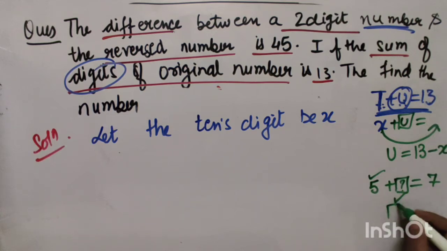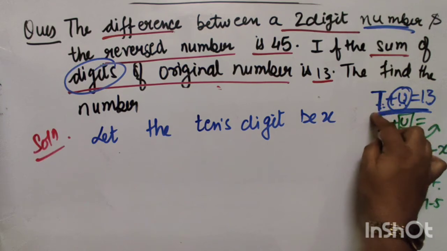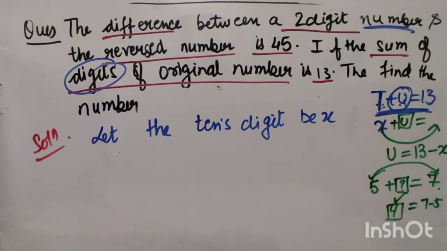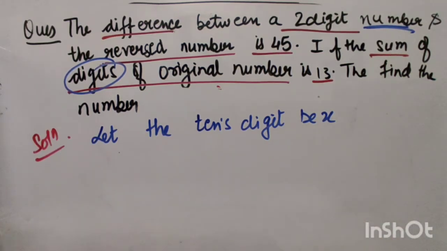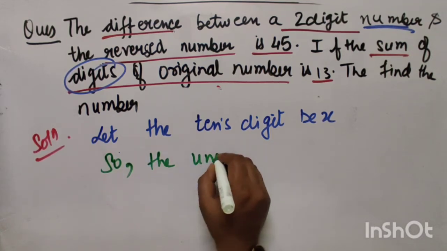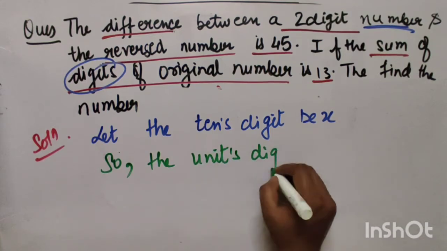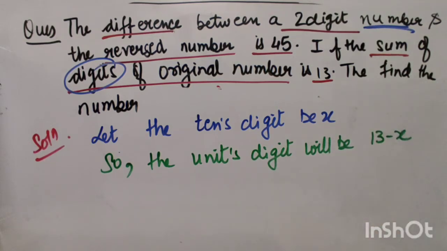Definitely what we will do, we will keep this unknown number here and we will transpose the known number to the other side to find out the value of the required number. So the same function we are doing with the numerals, the same thing we will follow with the variables, the unknown quantities. So as per the required condition, we will write the unit digit will be 13 minus x.